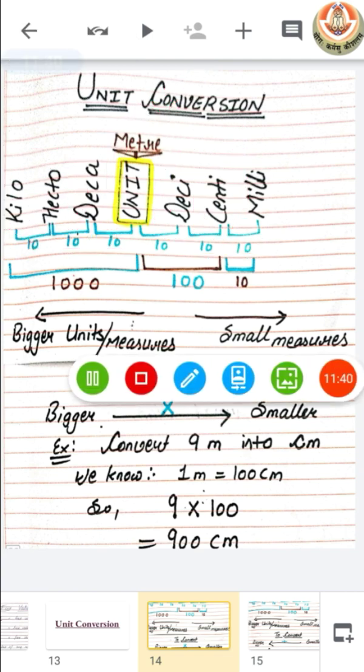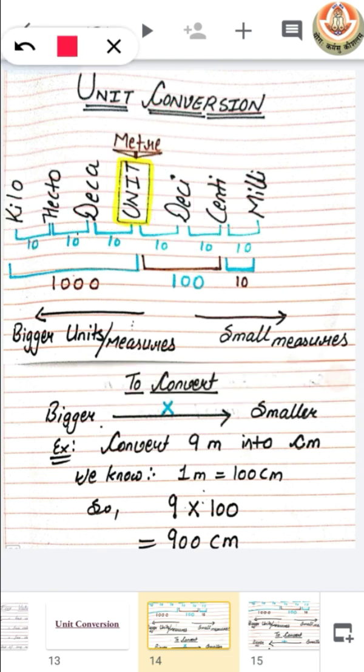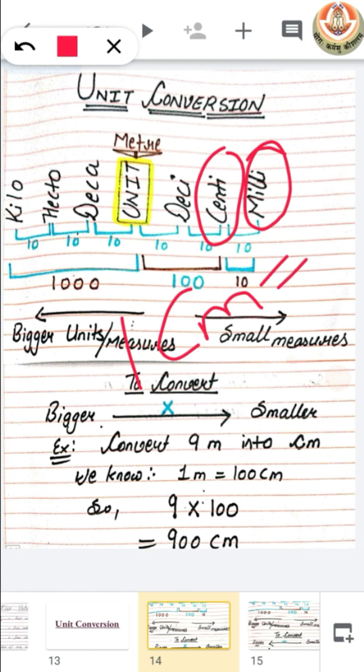Now how can we solve questions related to unit conversion? First of all, we have to know that between each successive unit there is a difference of a multiple of 10. If we are asking how many millimeters are in 1 centimeter, you can see here the difference between centimeter and millimeter is a multiple of 10. That means we can say that 1 centimeter is equal to 10 millimeters.